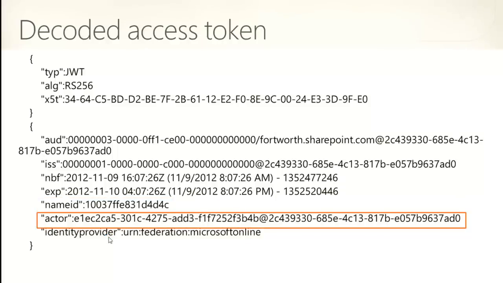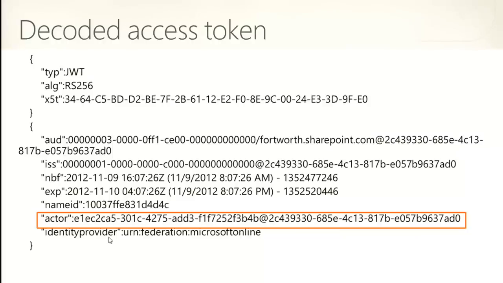And then the last one that I want to talk about is the actor claim. And the actor claim is the actual app that's making the call. So if we think back to the metaphor of Contoso and SkyDrive, this actor is identifying that it's Contoso calling. So that first GUID there, the E1 EC part, is Contoso's client ID.